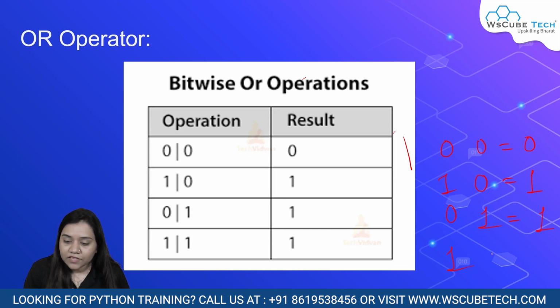And whenever there is 1 and 1, it also gives us 1. So only in the condition of 0 and 0, it gives us 0, but otherwise in all the other conditions, it gives us 1. Let's solve a small problem related to this.